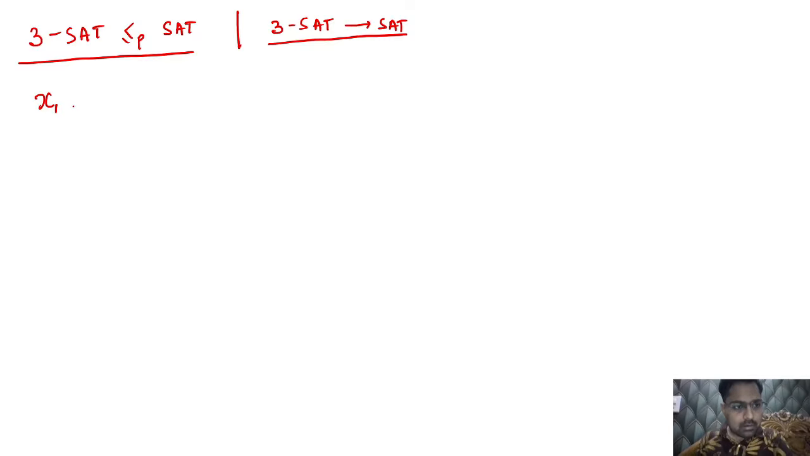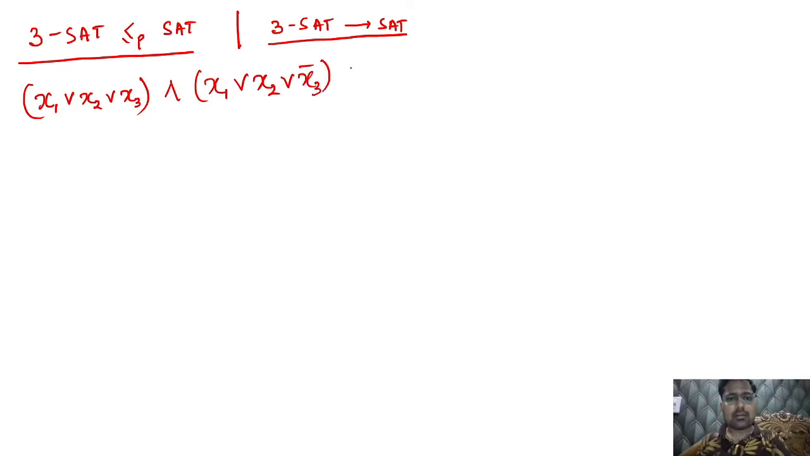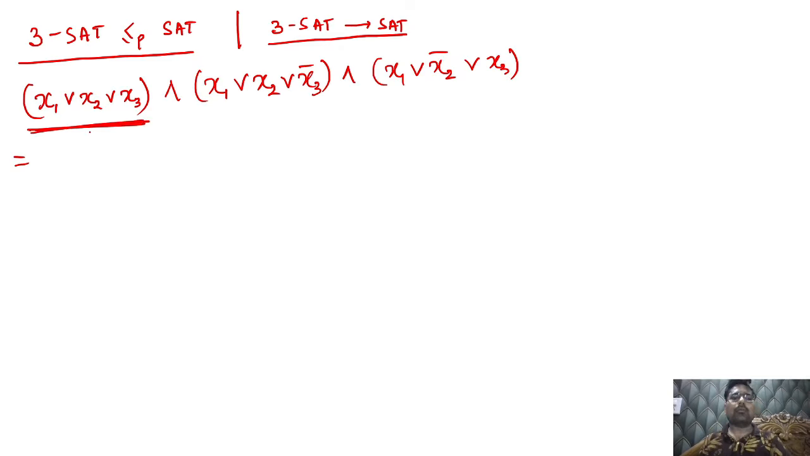x1 or x2 or x3, and x1 or x2 or x3 bar, and x1 or x2 bar or x3. As I told you, if you can make many AND operations, it is not an issue for us, because an AND operation with the same clause will be converted to one clause, which we have seen.